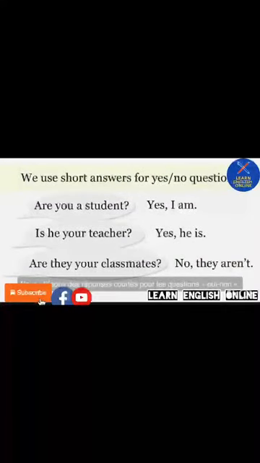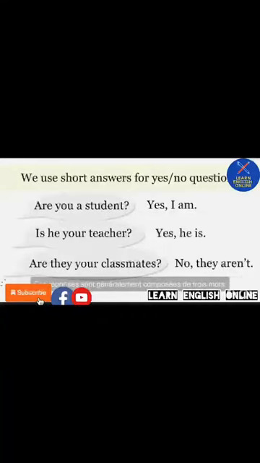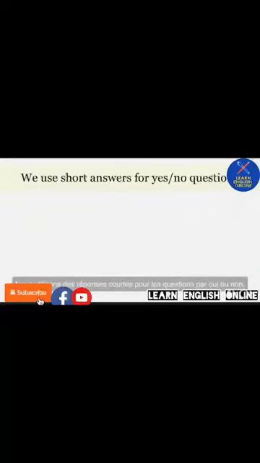We use short answers for yes-no questions. These answers usually have three words. Yes, I am. Yes, he is. And some of these answers use contractions. No, they aren't. You can say, no, they are not, of course. But we often use contractions when we speak. We use short answers for yes-no questions, but of course you can just answer yes or no. Sometimes this is fine, and sometimes it sounds too short.